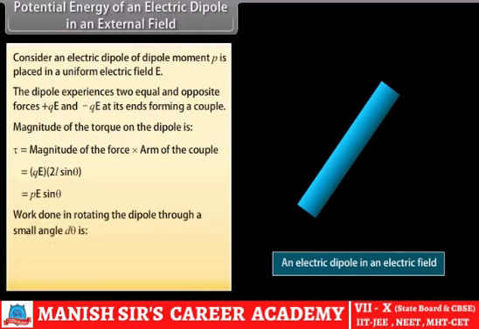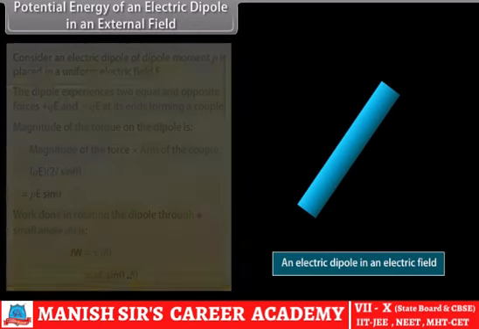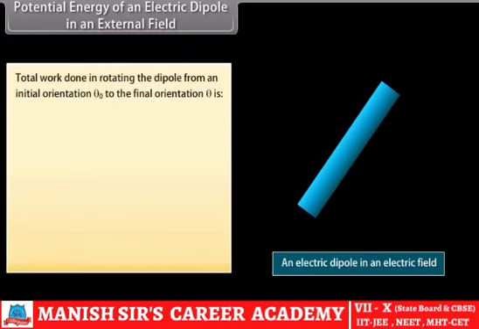Work done in rotating the dipole through a small angle d theta is equal to tau d theta, which is equal to PE sin theta d theta. Total work done in rotating the dipole from an initial orientation theta naught to the final orientation theta is W equals minus PE (cos theta minus cos theta naught).